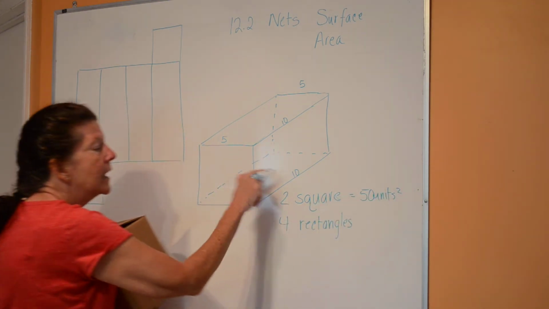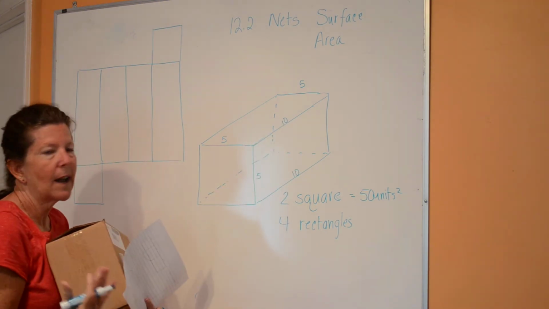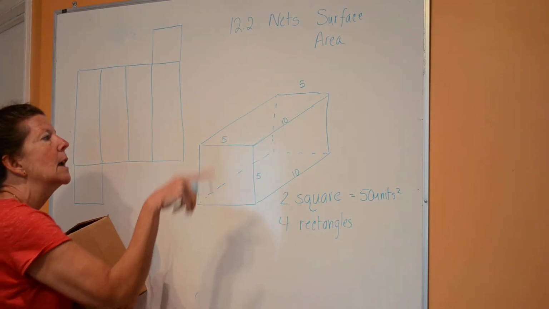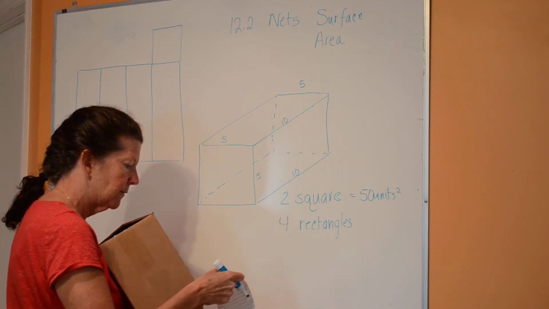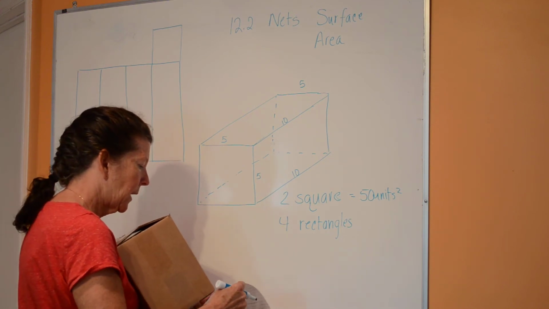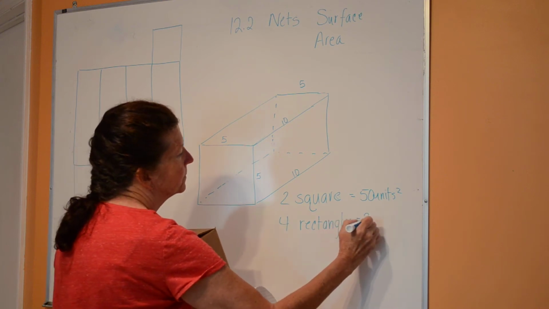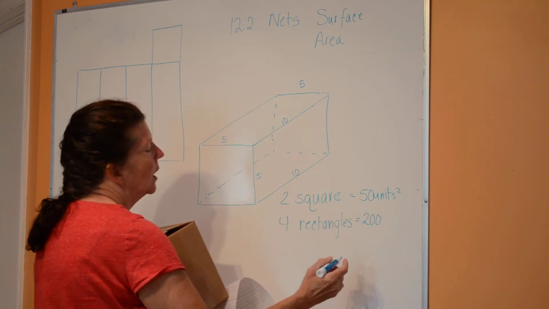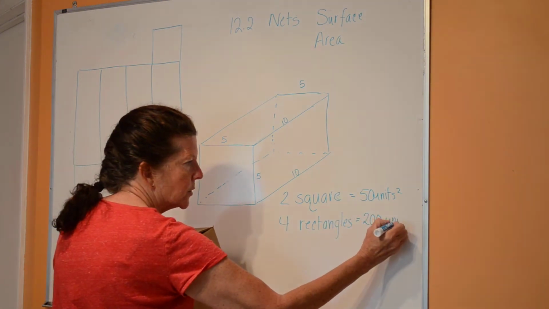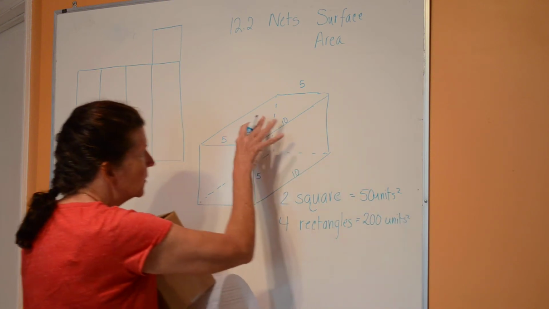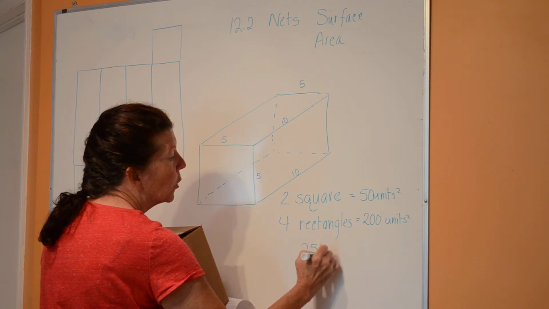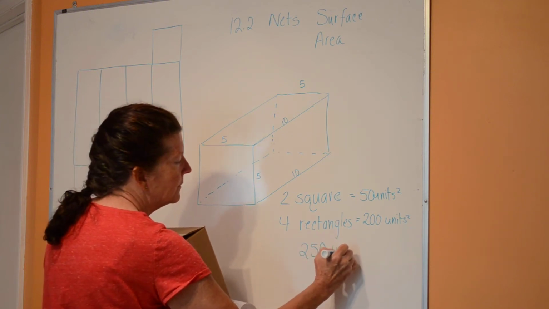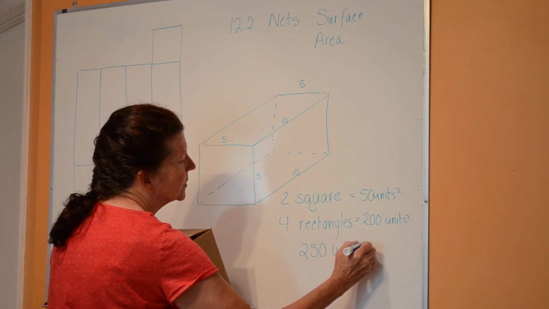squared. Then each of your rectangles is 5 times 10 or 50, but there's 4 of those, which is going to give you a total of 200. Okay, so units squared. So the total surface area of that particular box or prism is 250 units squared.